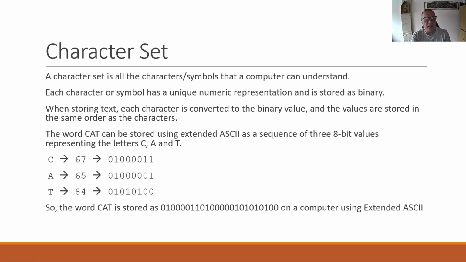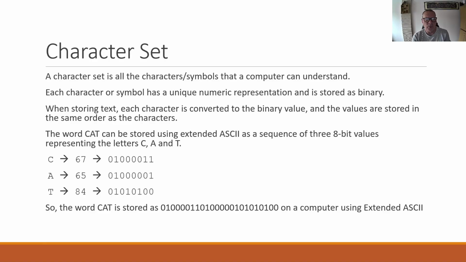It's worth having a look at exactly what a character set is and how text is converted and saved on a computer. A character set is all of the characters that a computer can understand. It can't understand anything that isn't in the character set it's using, so it's restricted to only the contents of the character set. Each character or symbol has a unique numeric representation, and that's stored as a binary number. When you're storing text, each character is converted to the binary value, and the values are stored in the same order as the characters occurred.